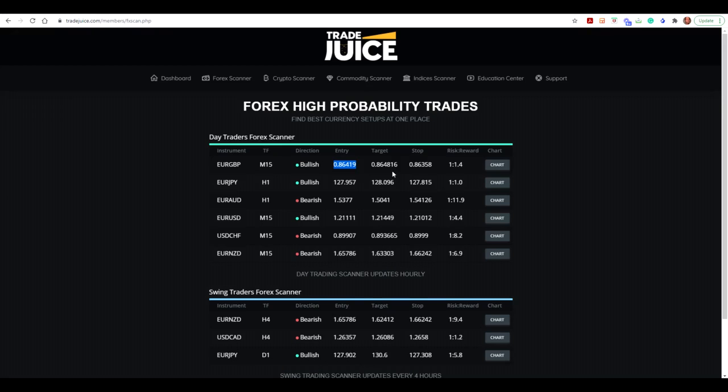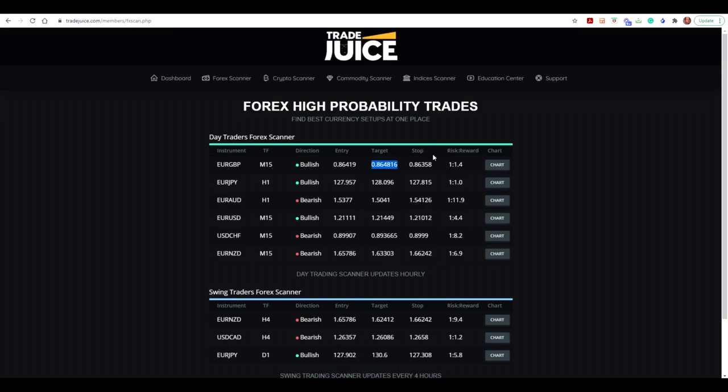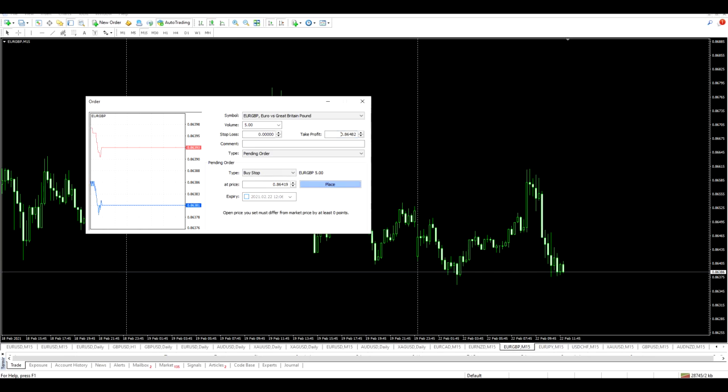And now next, I'm going to set my target. And that's just a copy paste situation here. I put that into my take profit area. And then I'm going to also do the same with my stop loss. So here we go. And there's my stop.